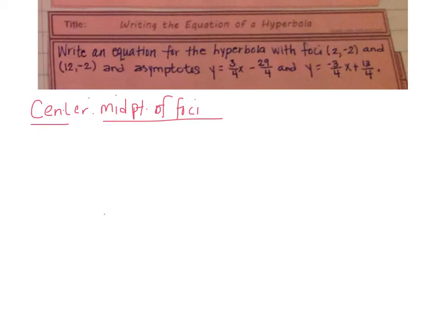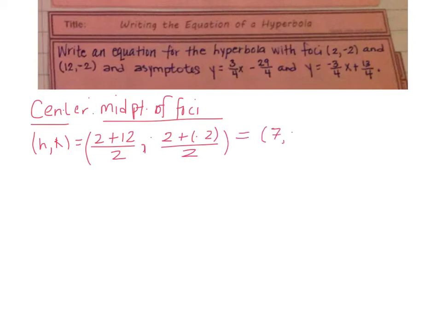So then we can write this as (h, k), which is our center, is the same as (2 plus 12) all divided by 2 for the x-coordinate, and (-2 plus -2) all divided by 2 for the y-coordinate. So now you know that your center is (7, -2). Very helpful because we do substitute h and k into the standard form for the hyperbola.